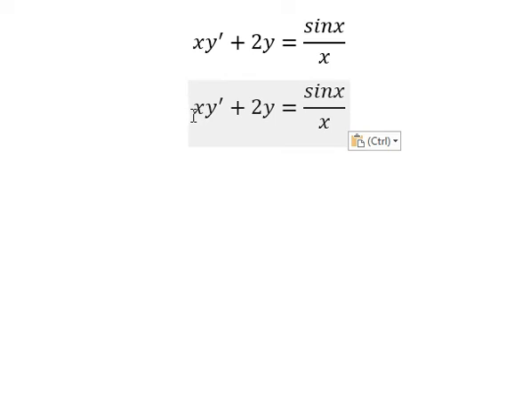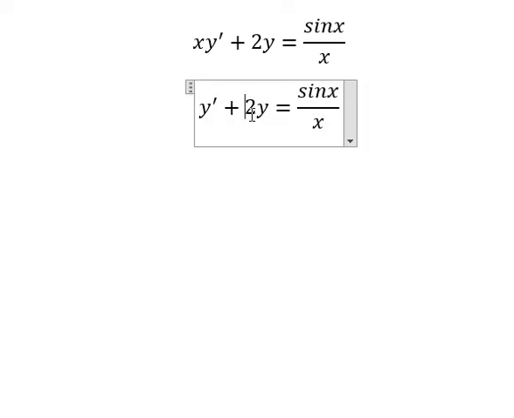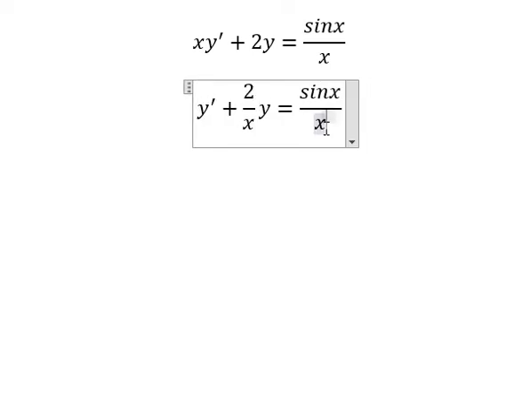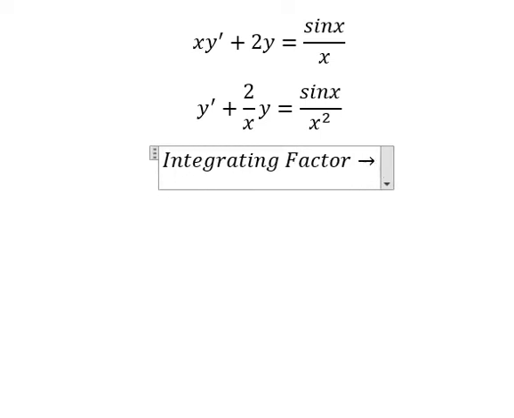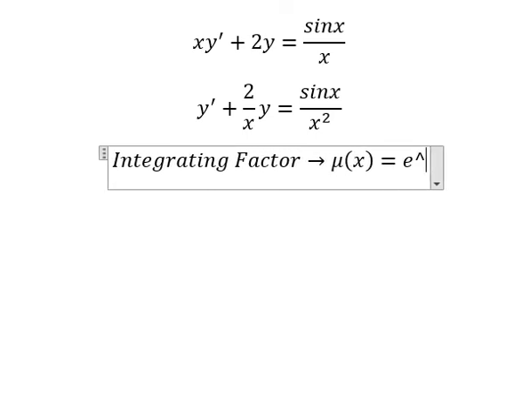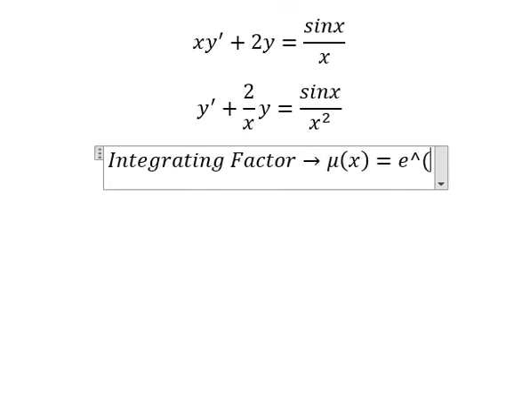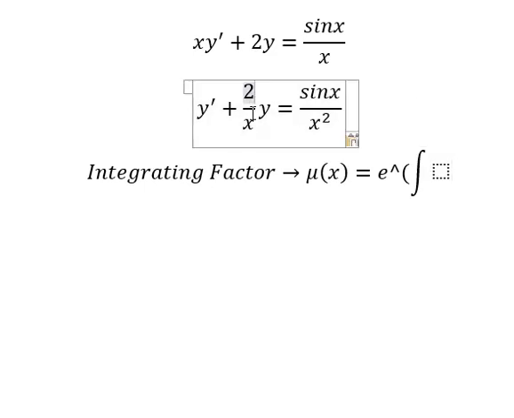We need to divide both sides by x. So we have y and the first derivative of y. So we can use an integrating factor. We need to find mu of x, which equals e to the power of the integration of 2 over x dx. This is for the integrating factor.